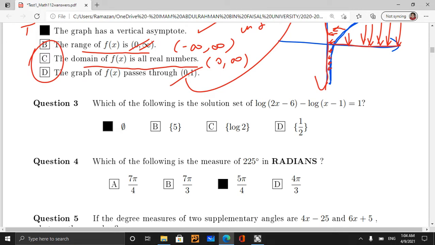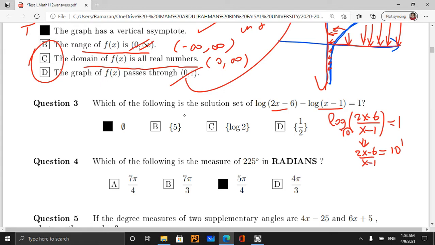Now let's try to solve this one. We can combine these two. This is minus. We can write (2x minus 6) divided by (x minus 1) equal to 1. Now you can write this as log base 10. If you don't see a base in the log, it means it's base 10. So how can you change this to exponential form? You will say 10 to the first power is equal to (2x minus 6) over (x minus 1).